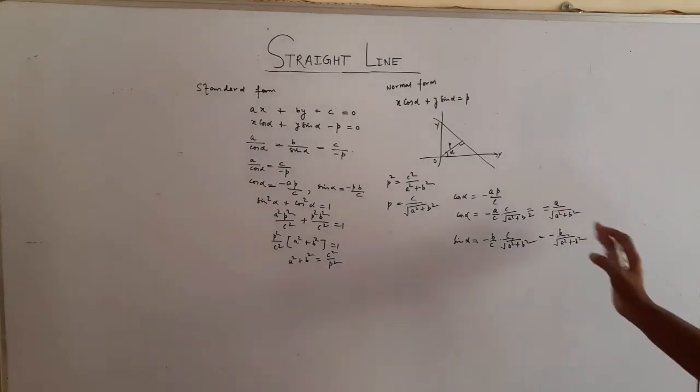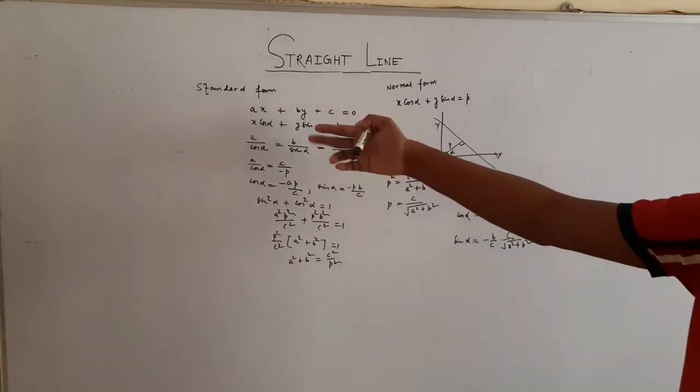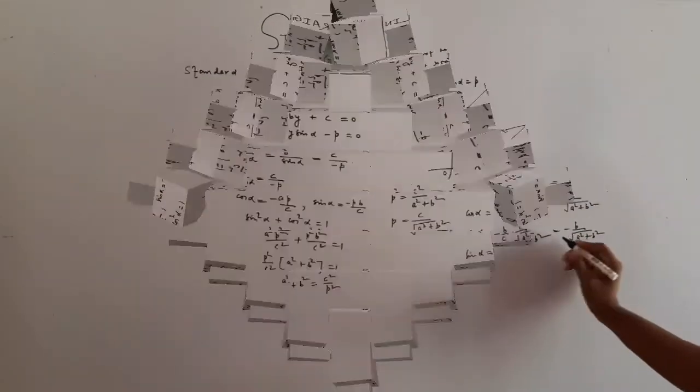So now I have to clear the screen because now you understood this is how you can find the sin alpha, cos alpha and the p. So this equation anytime you can write in terms of this by using these.